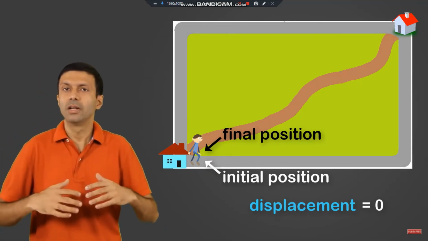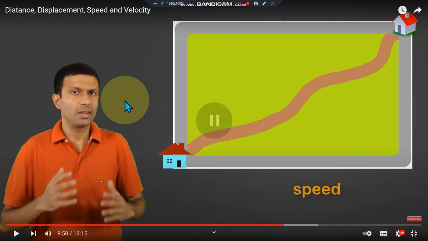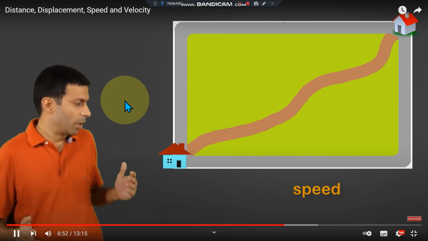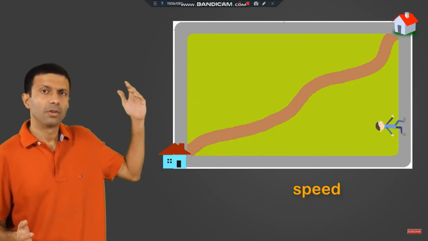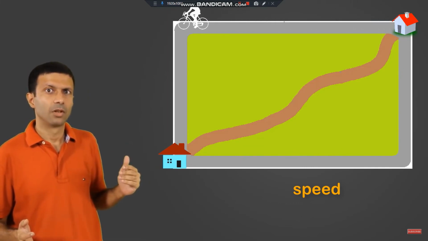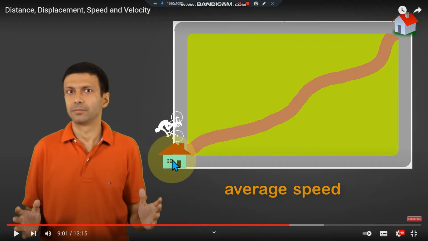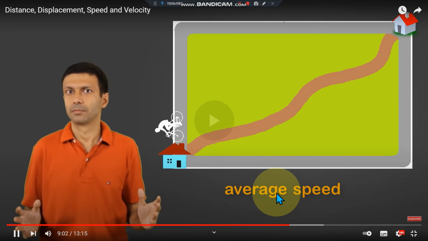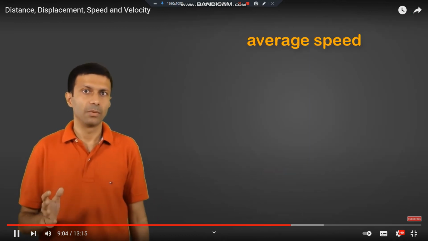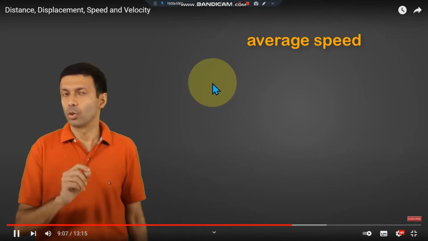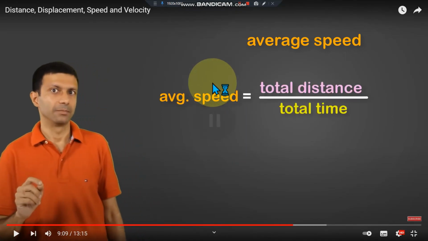Now let's talk about speed. Since our speed is changing, once we were walking and the other time you were riding your bike, it makes more sense to talk about average speed here. Now speed is distance by time. So average speed is total distance by total time.